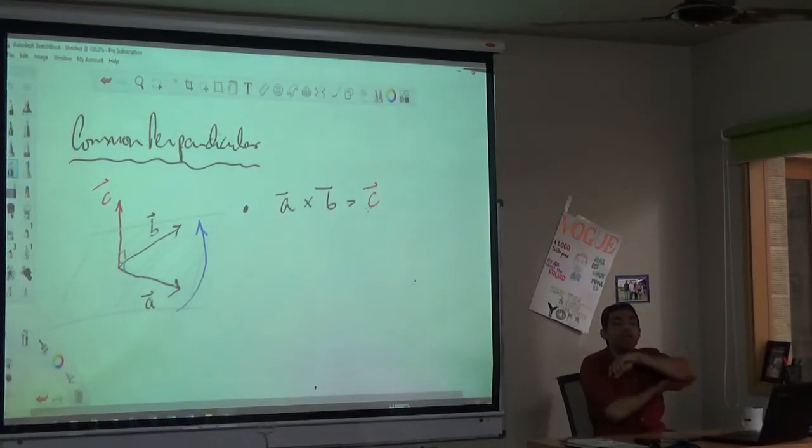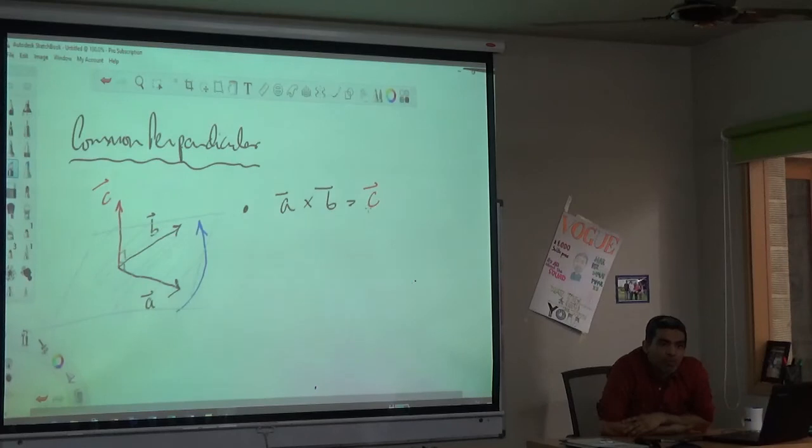Now, for a scalar, it didn't make a difference whether you did A dot B or B dot A, the answer was coming out the same because it was a scalar value. But in the case of the cross product, it makes a huge difference between A cross B and B cross A.